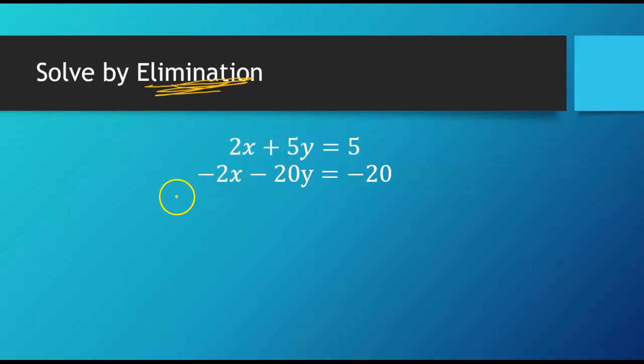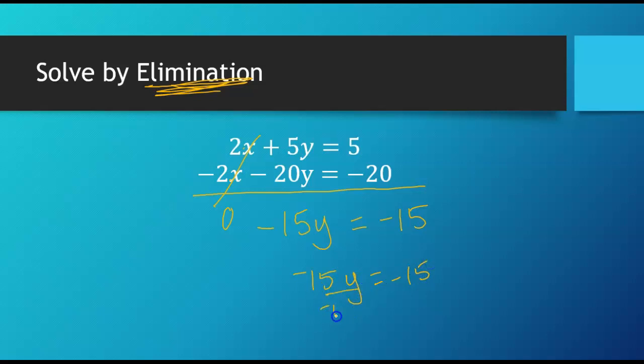I can actually just go ahead and add this whole equation to this whole equation, right? I have to keep like terms together and add like terms. But if I take 2x minus 2x, that becomes a 0, right? That makes my x's go away. Then I have 5y minus 20y would give me negative 15y. And then 5 minus 20 is negative 15. So negative 15y equals negative 15. Divide both sides by negative 15. And y is equal to positive 1.